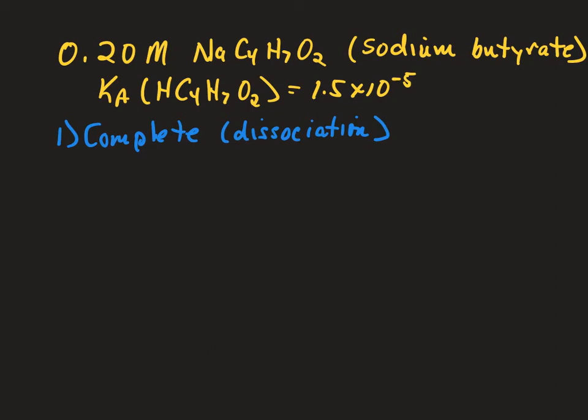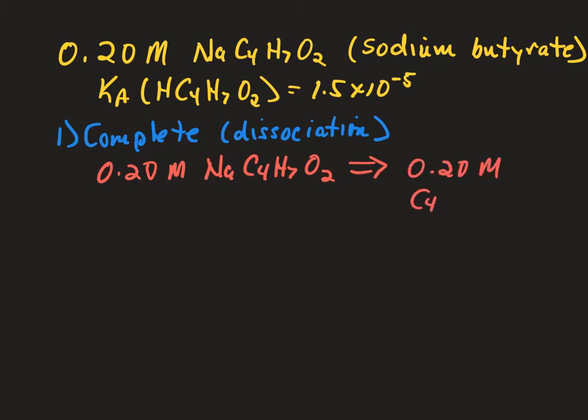Maybe we're getting comfortable enough now to accept that if we have 0.20 molar sodium butyrate, when that dissociates, we're going to end up with 0.20 molar butyrate ion. If you're uncomfortable with that, go back and watch the previous video where I go through that in detail. So we have to consider the complete process first, and then we can consider the equilibrium process. We always go through that in order: complete processes, then equilibrium processes.